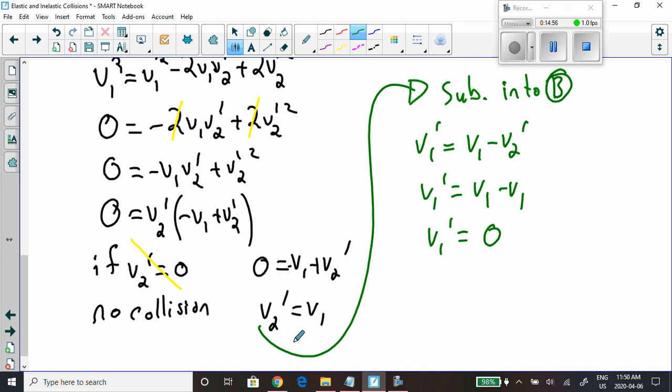Now we're going to use this and substitute it into equation B. When we do that, we get v1 prime is equal to v1 minus v2 prime. But look what we just found v2 prime to be: v1. So I do the substituting. v1 minus v1, 0. Meaning v1 prime is 0. Meaning the velocity of the first object after the collision is equal to 0. It stops. Let's see if this actually happens.